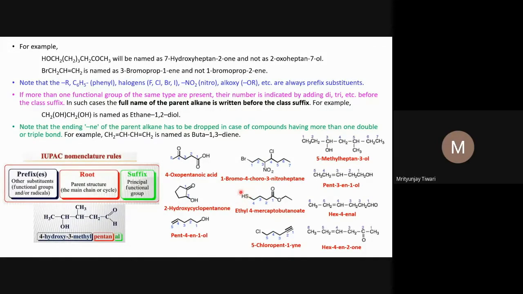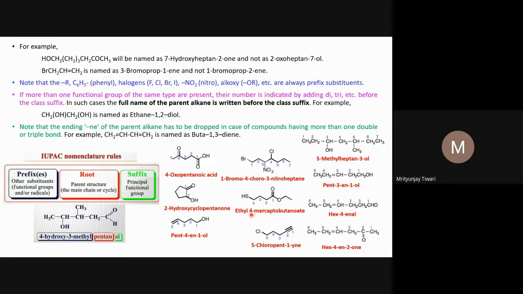So this substituent we know as a prefix is called mercapto. So ethyl 4 mercapto. Please remember there is a space between ethyl and mercapto. Similarly, here there is a space between oic acid, this part and this part. Otherwise, in this compound, there is no space anywhere else in the name.